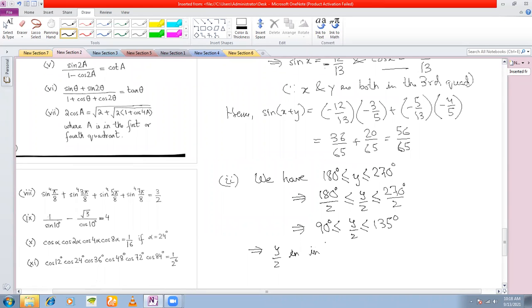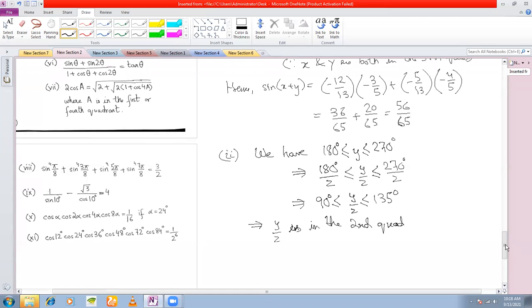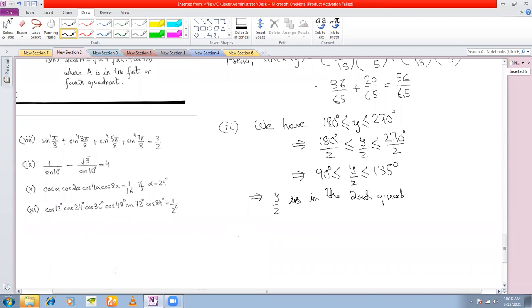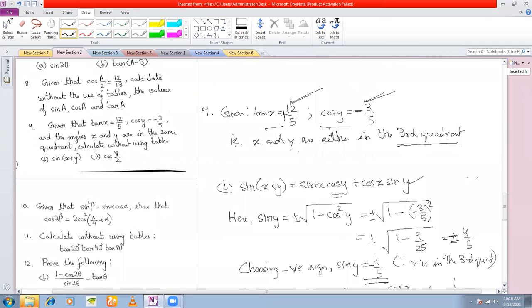That means which quadrant is y by 2 in? Can you tell me the quadrant? Second quadrant. So y by 2 is in the second quadrant. In the second quadrant, is cos positive or negative? Negative. Cos is negative in the second quadrant. So we need to find out cos y by 2. Do we know cos y? Yes, we know cos y.